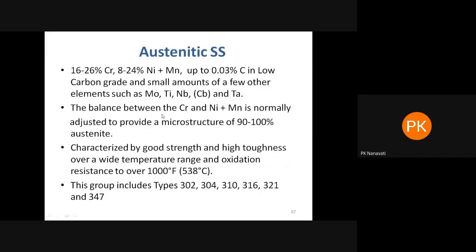Okay. Now the balance in this microstructure is such that most of the time there is 90 to 100% austenite, but 5 to 8 percent ferrite is there in the solidified microstructure. Now, austenitic stainless steels are characterized by good strength and toughness, and they provide good high temperature oxidation resistance, more than 538 degrees Celsius. And the typical grades used by the industry are 302, 304, 310, 316, 324, and 347. These are the most commercial grades used by the industry.